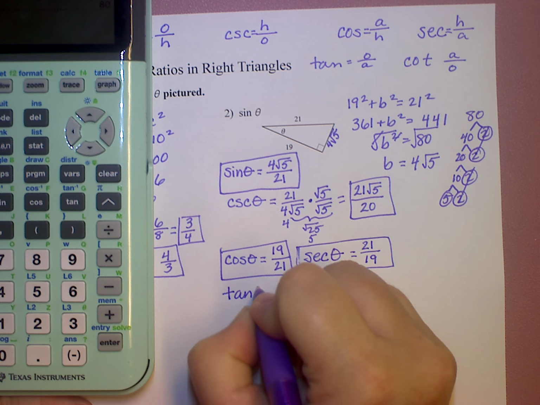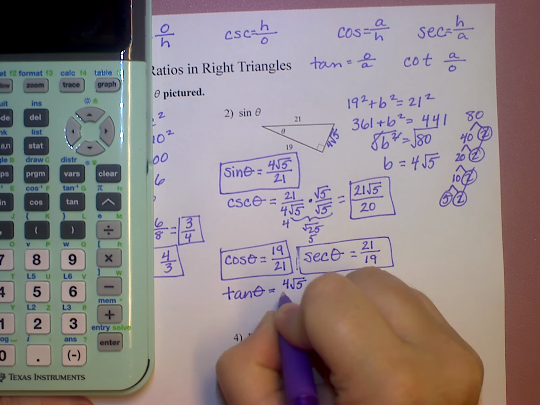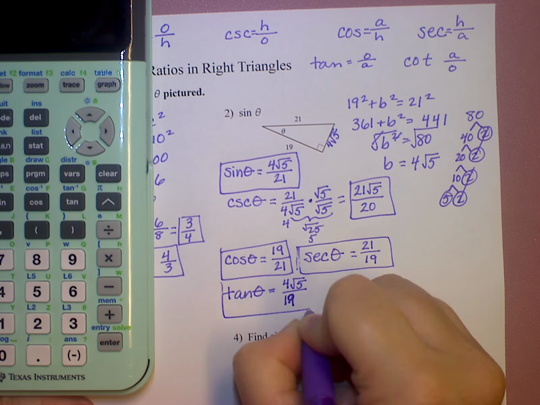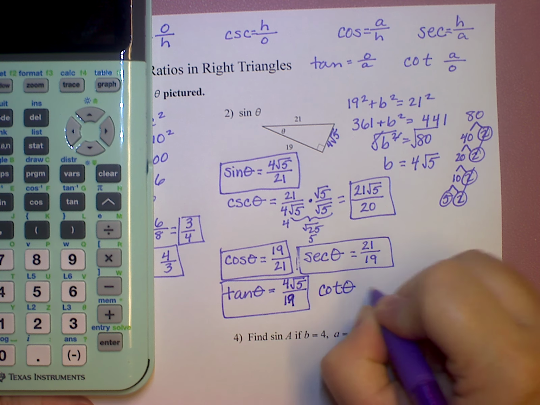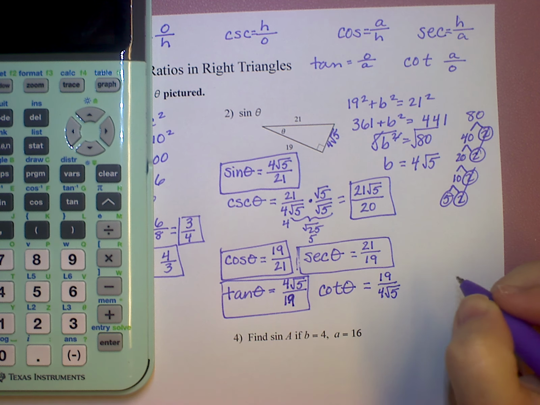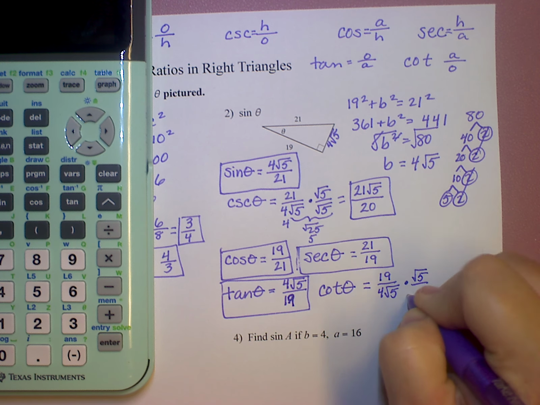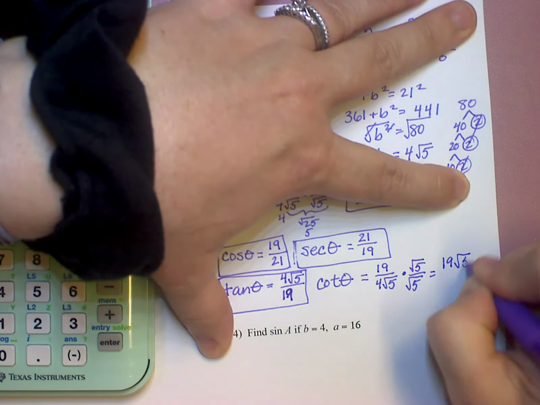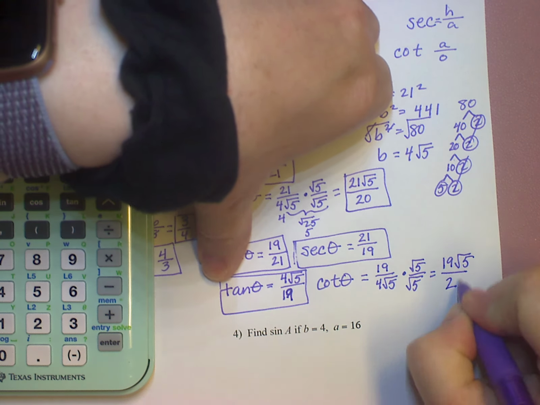So tangent theta, opposite over adjacent, that's 19. So it looks like cotangent is going to be the tricky one. So cotangent theta is going to be 19 over 4 rad 5. What do I multiply by? Rad 5. Rad 5 over rad 5. So that gives me 19 rad 5 over, now I already did 4 rad 5 times rad 5 up here. It ended up being 20, didn't it? Does that simplify at all?